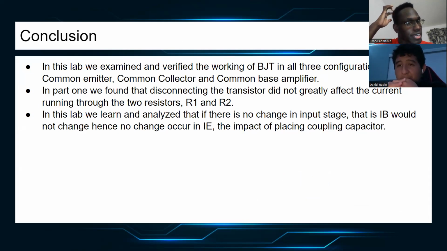And in conclusion for this lab, we examined and verified the working of the BJT in all the configurations of the common emitter, common collector, and common base amplifier. In part 1, we found that disconnecting the transistor did not greatly affect the current running through the 2 resistors, R1 and R2. And also, in this lab, we learned and analyzed that if there is no change in the input stage, that is, IB will not change, hence no change occurred in the IE. The impact of placing the coupling capacitor.